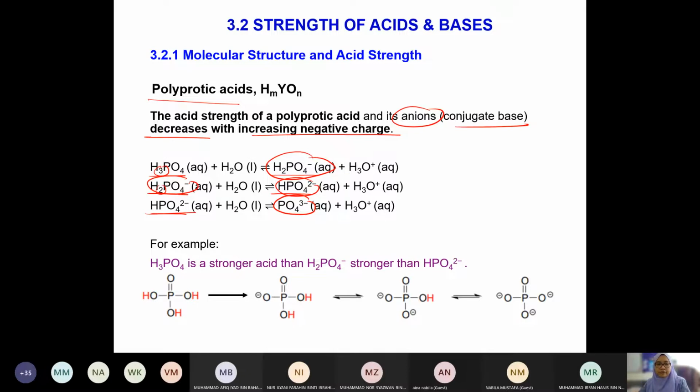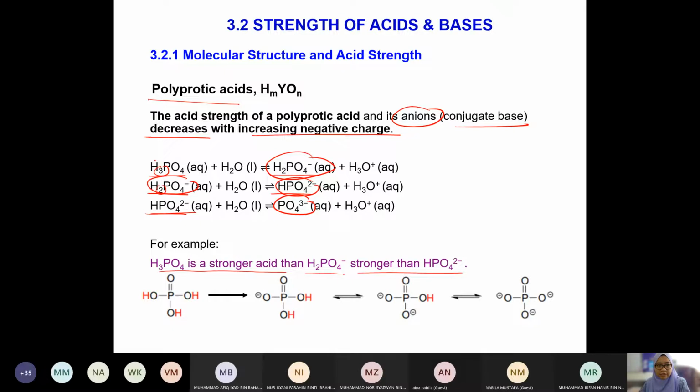Okay, alright, dia akan based on dia punya negative charge, lagi rendah negative charge dia sebenarnya dia lagi kuat. The acid strength becomes stronger. So H3PO4 is a stronger acid than H2PO4 minus. H2PO4 minus is stronger than HPO42 minus. So for polyprotic acid, you must base on the negative charge of the conjugate base. Yes, the negative charge of the conjugate base.